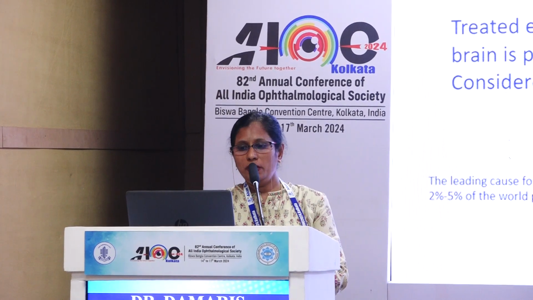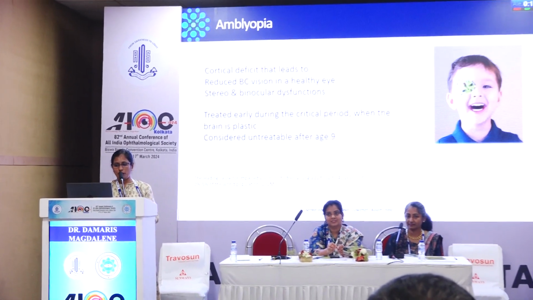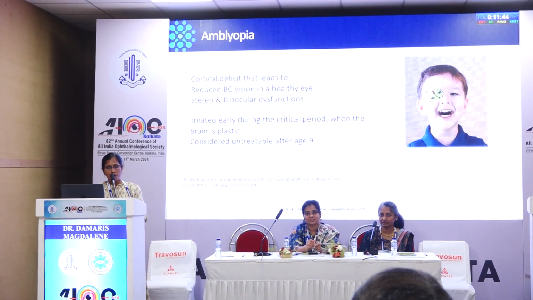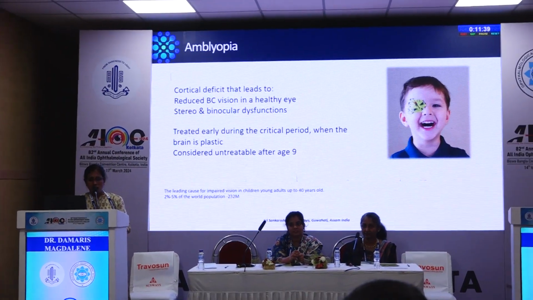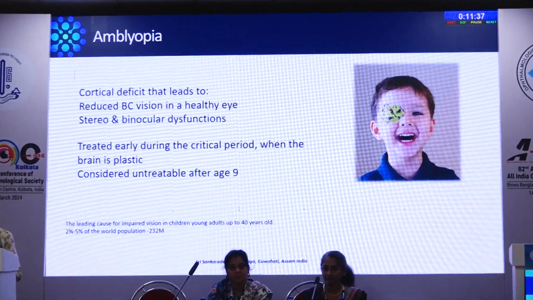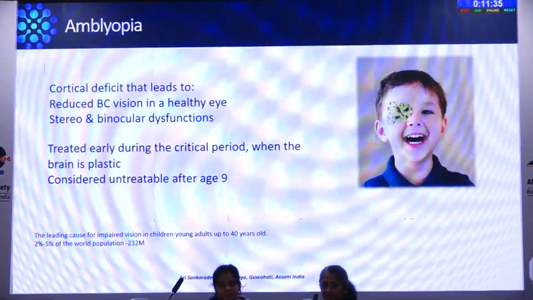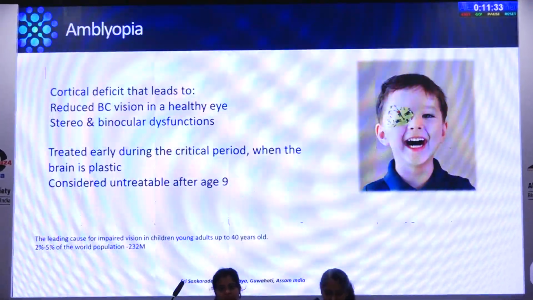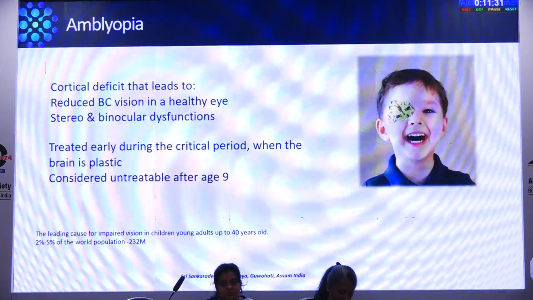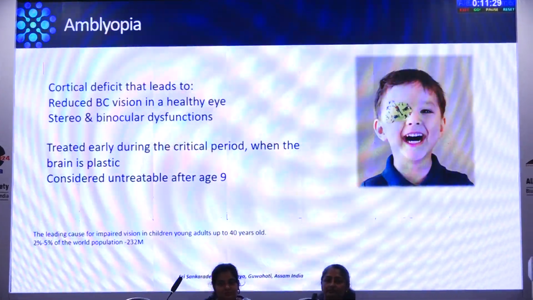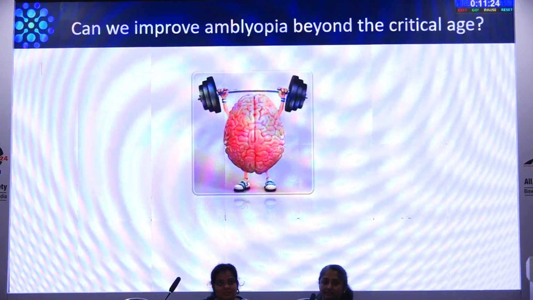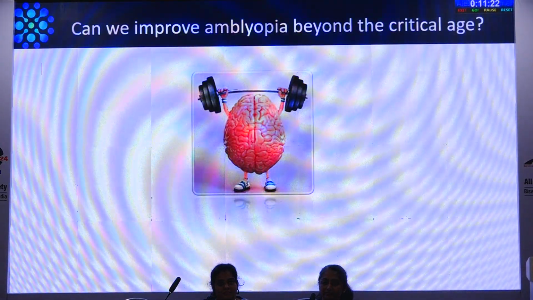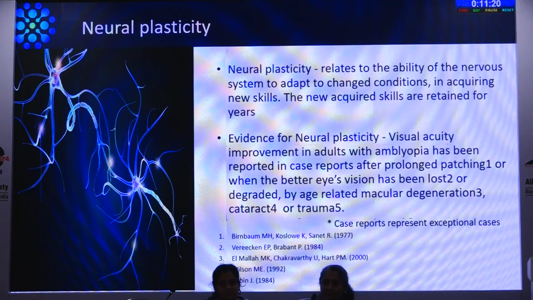Amblyopia, as we all know, is the leading cause of impaired vision in children and young adults up to 40 years old. It affects about 2 to 5% of the world's population. It is basically a cortical deficit that leads to decreased vision in a healthy eye with stereo and binocular dysfunction, treated early during the critical period when the brain is plastic, and considered untreatable after age 9. So the question is, can we improve amblyopia beyond the critical age?